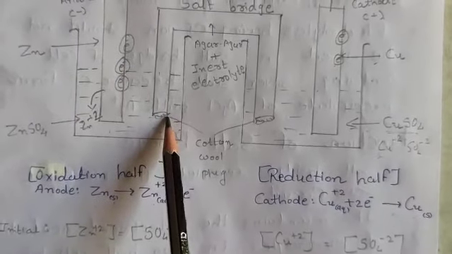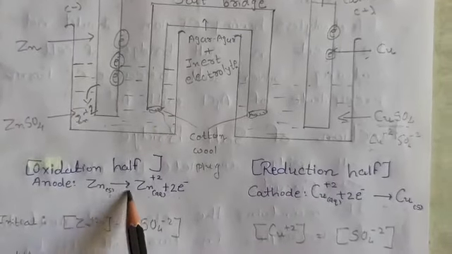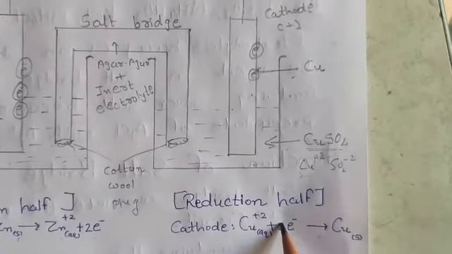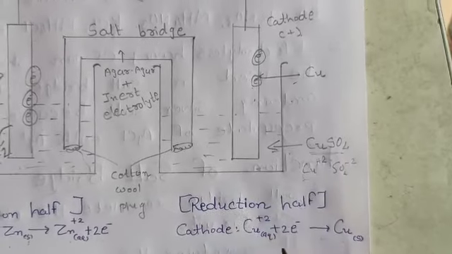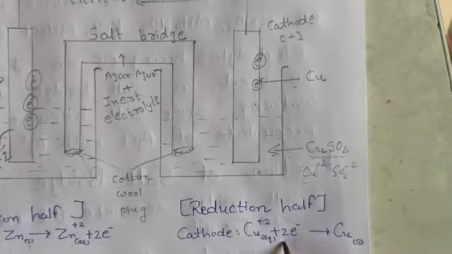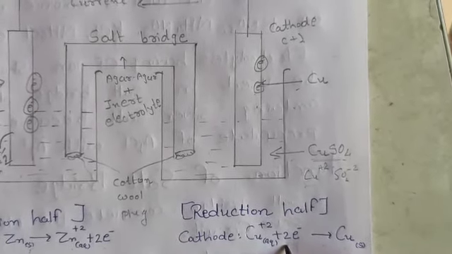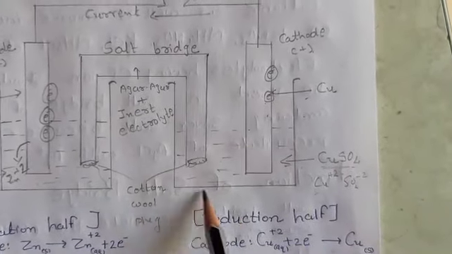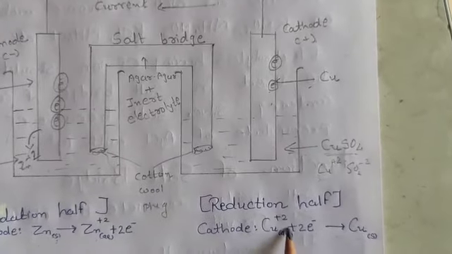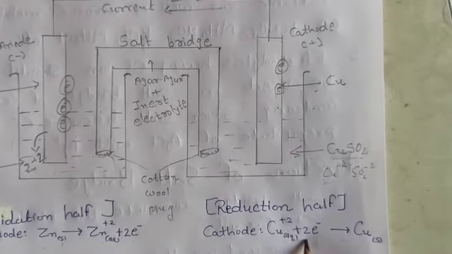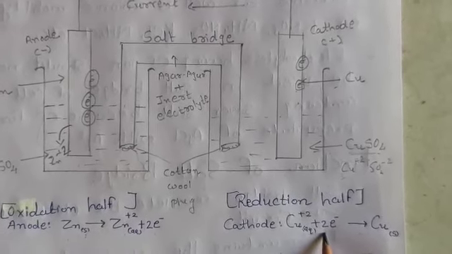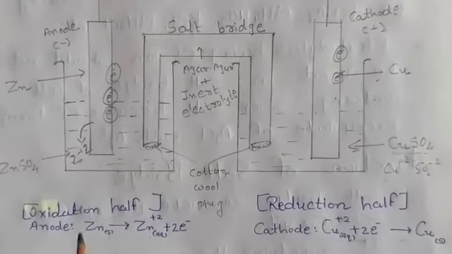So it is our oxidation half cell, and we can say that it is our oxidation half reaction, right. Same here, copper is accepting electron, and accepting electron or gaining of electron is known as reduction. So it is our reduction half cell, and this is our reduction half reaction, right.